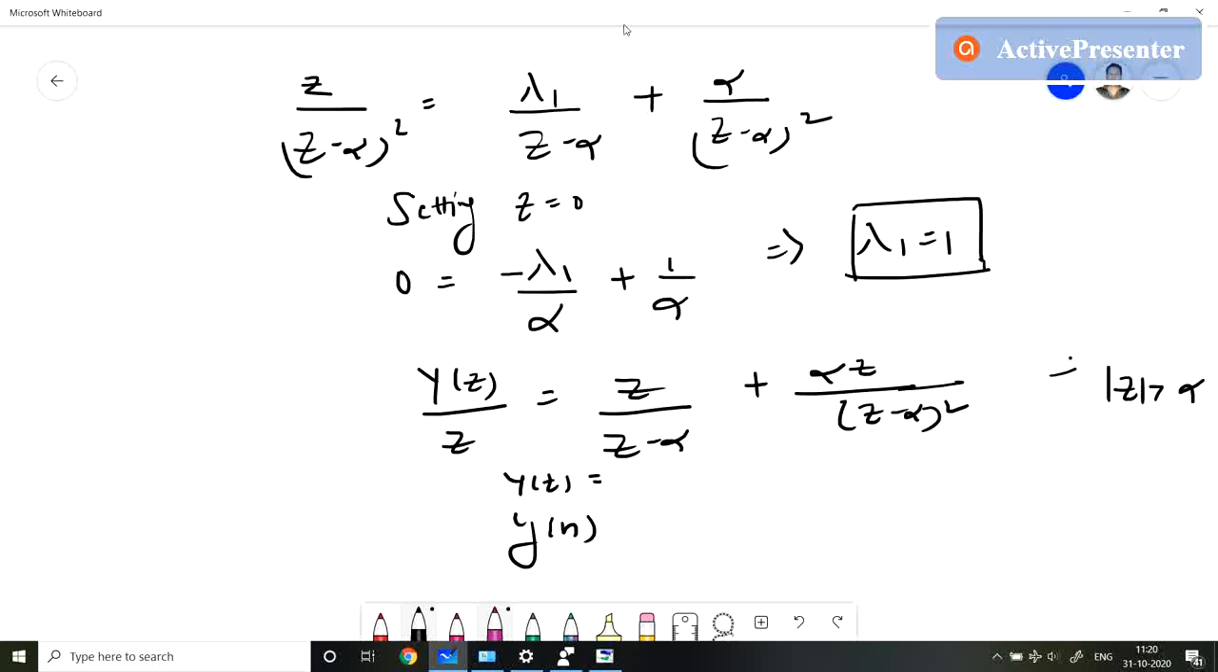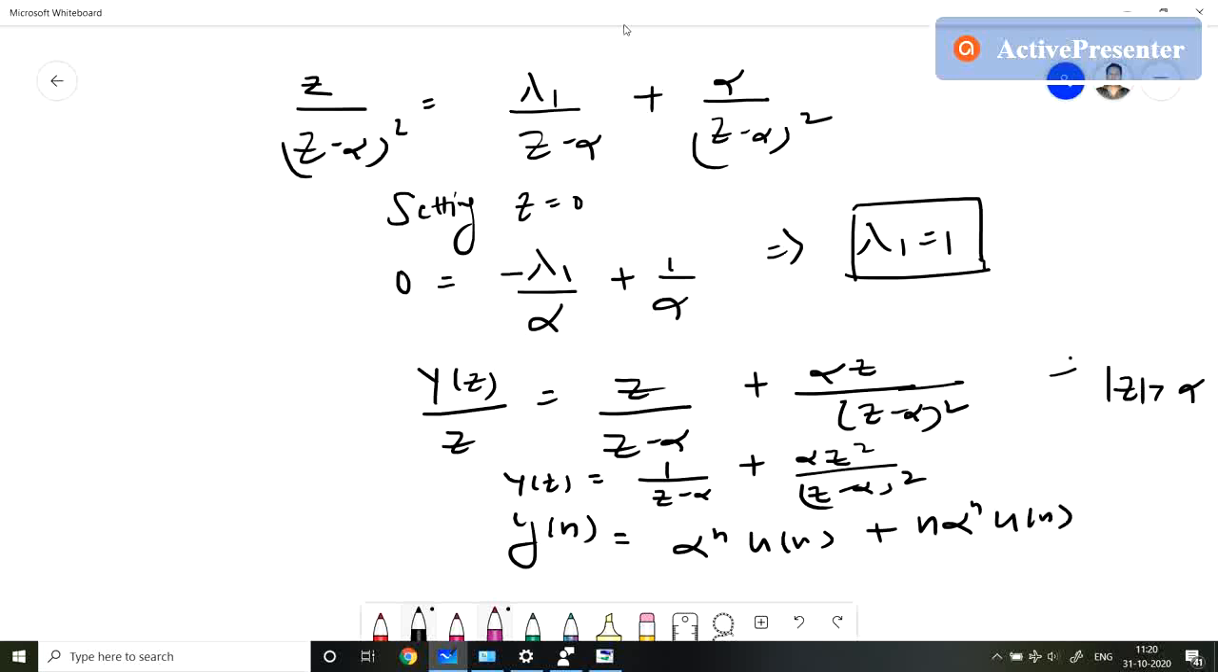So Y(z) is equal to 1 divided by z minus alpha plus alpha z square divided by (z minus alpha) square. So if we find out the inverse z transform of this, then the inverse z transform of y[n] is alpha raised to the power n u[n] for this term, plus if we just solve this, then we will find out n alpha^n u[n].